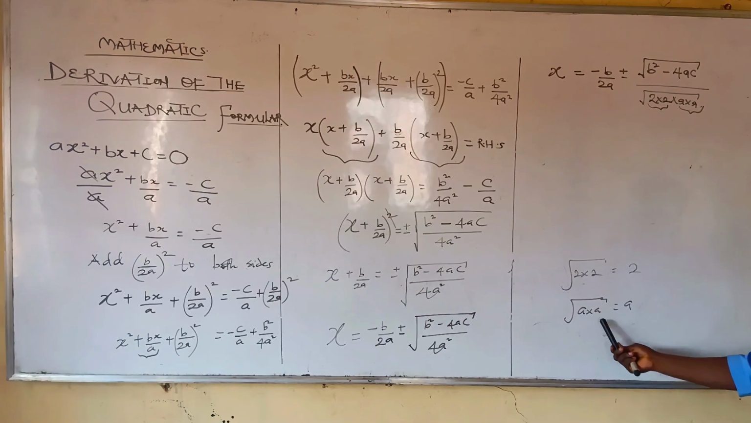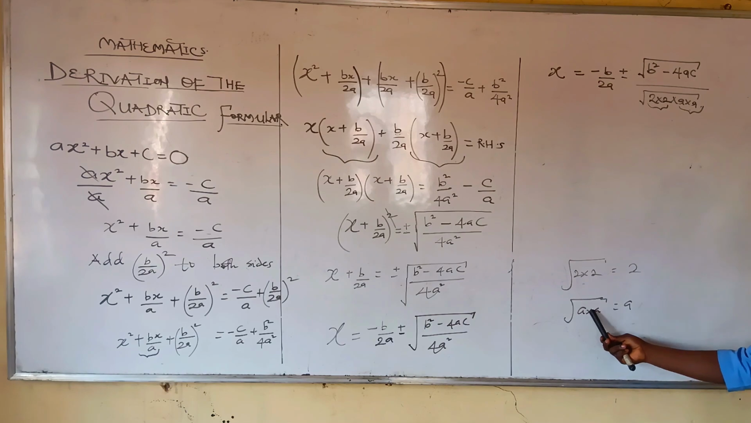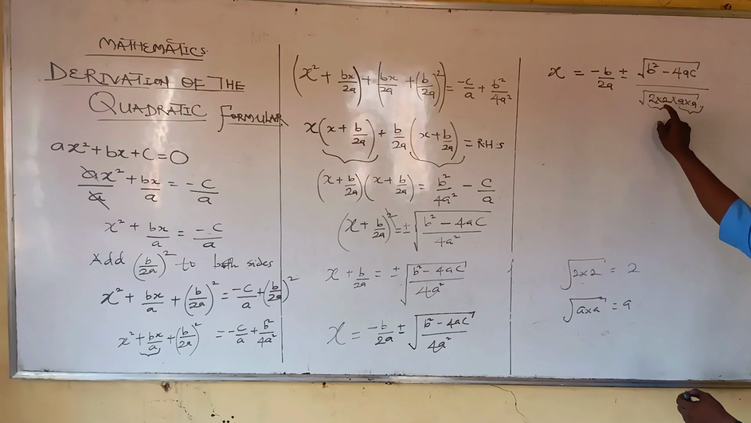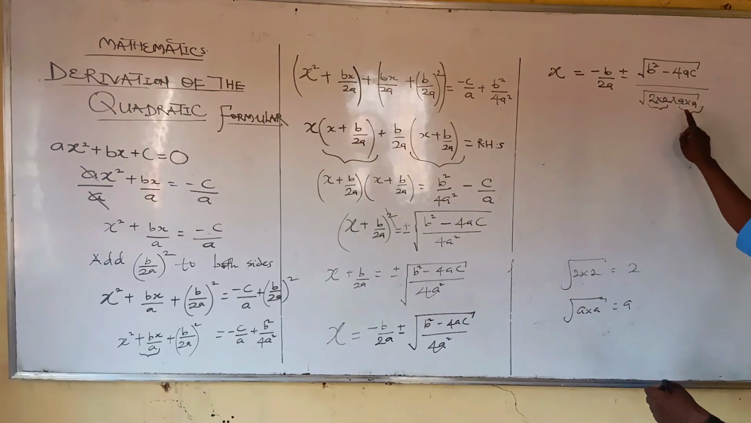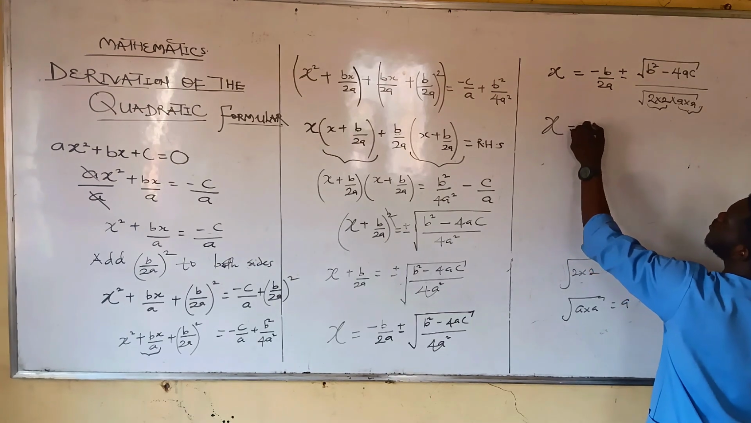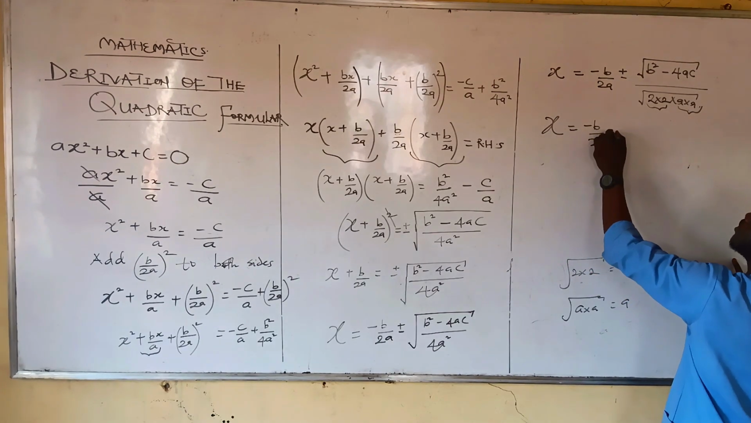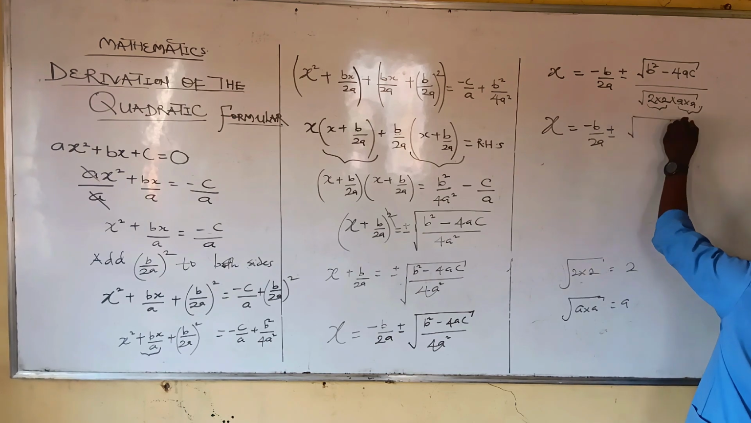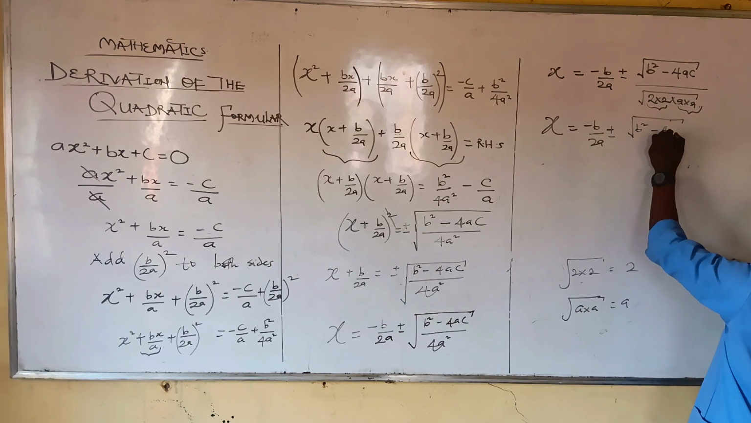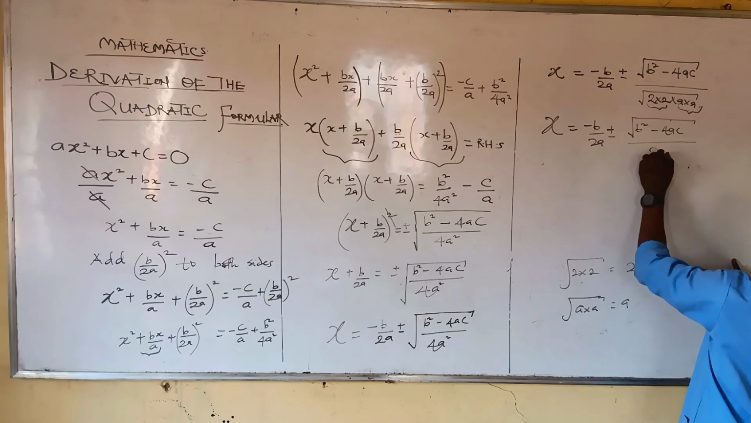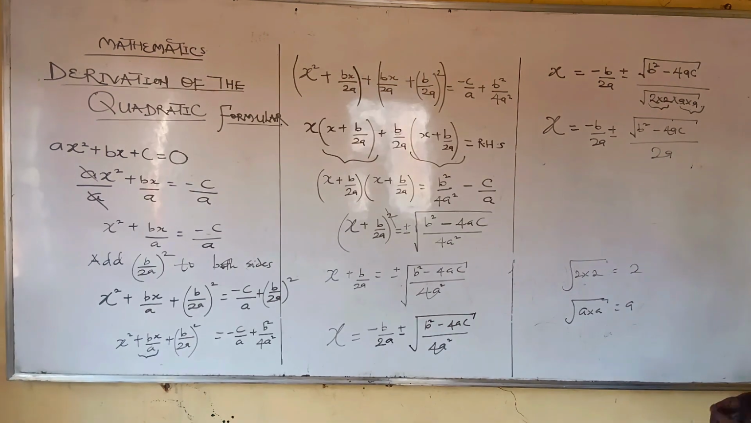Because it appears twice, as I earlier stated, whenever two things appear twice in a square root, it comes out as 1. So what is going to come out here now? 2 is going to come out as 1, so we have just 2, and a is going to come out as 1. So we have 2a. So we can now say that x is equals to minus b over 2a plus minus the square root of b squared minus 4ac over just 2a.